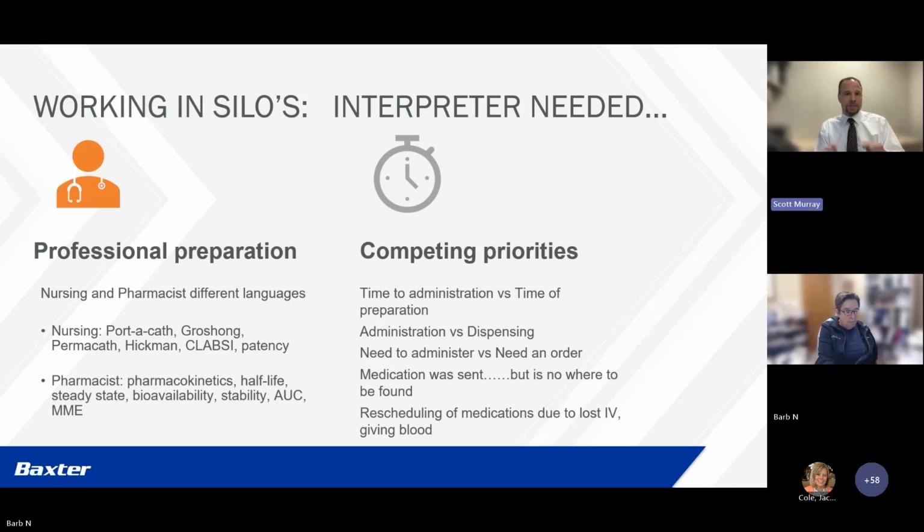And again, rescheduling of these medications around blood products, where pharmacy will do a time change and make sure that this patient still gets their medication and communicate with the nurse, so we can get all the therapy that they need.